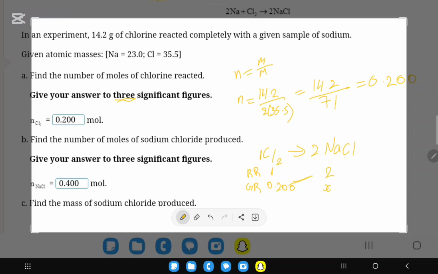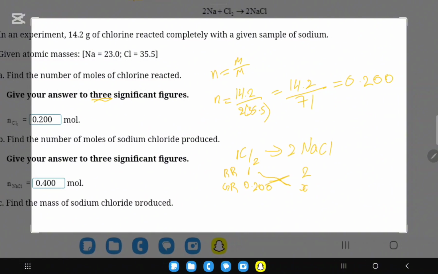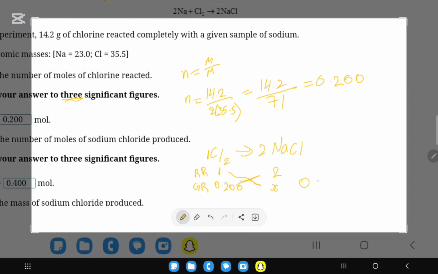You multiply. Also RR and GR have to be in the same unit for Cl2, and I use moles here. So 0.2 times 2 equals 1x. 0.2 times 2 is 0.4 equals x, and again they want 3 significant figures, but you add 2 zeros to make it 3.